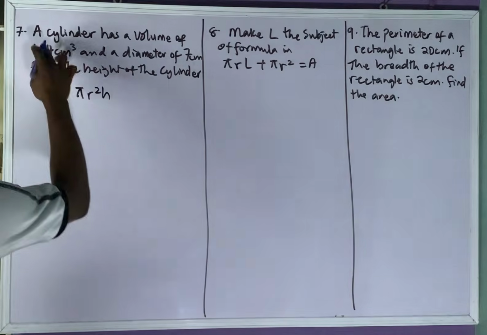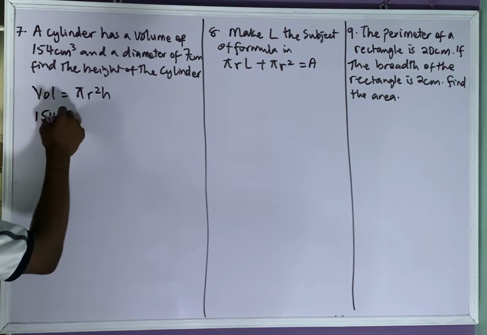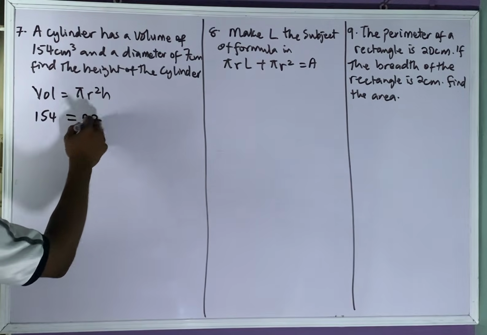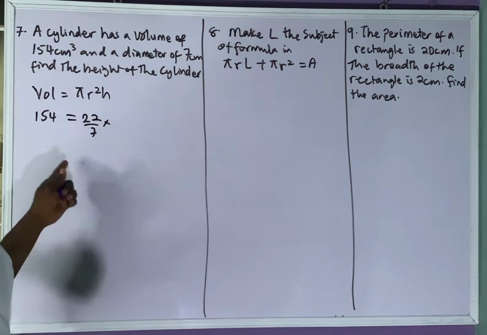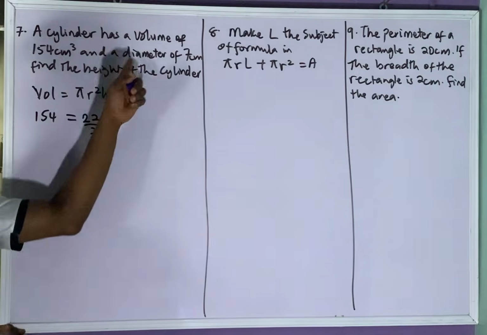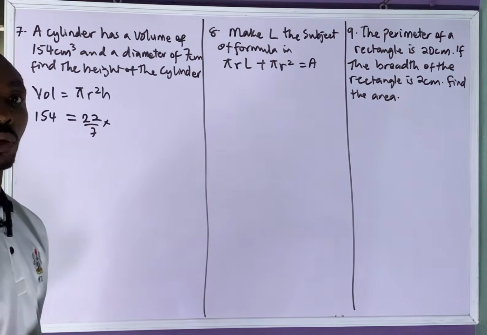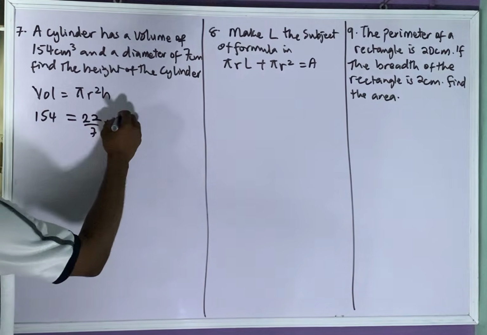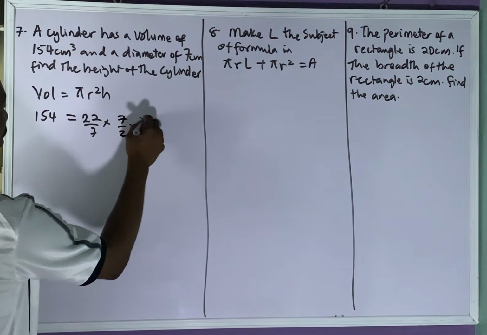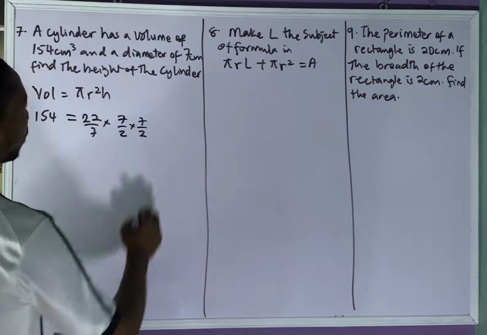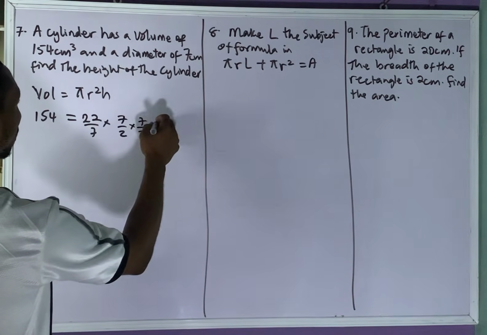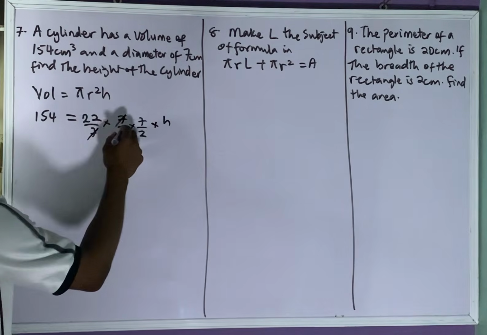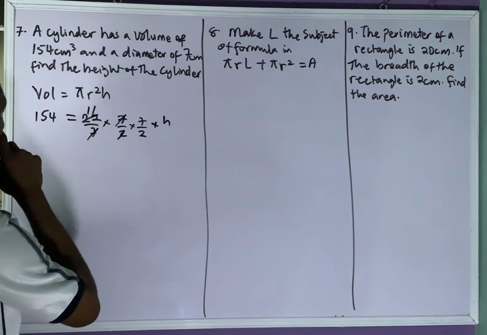Okay, now in this case we are given volume as 154 cm cubed. So 154 cm cubed equals pi, which is 22 over 7, times the radius. Instead of the radius we are given the diameter, and we know that radius is diameter over 2. So we can say this is 7 over 2 times 7 over 2, since we are using radius squared times our h. Here we can cancel out 7 and cancel out this to give us 11.